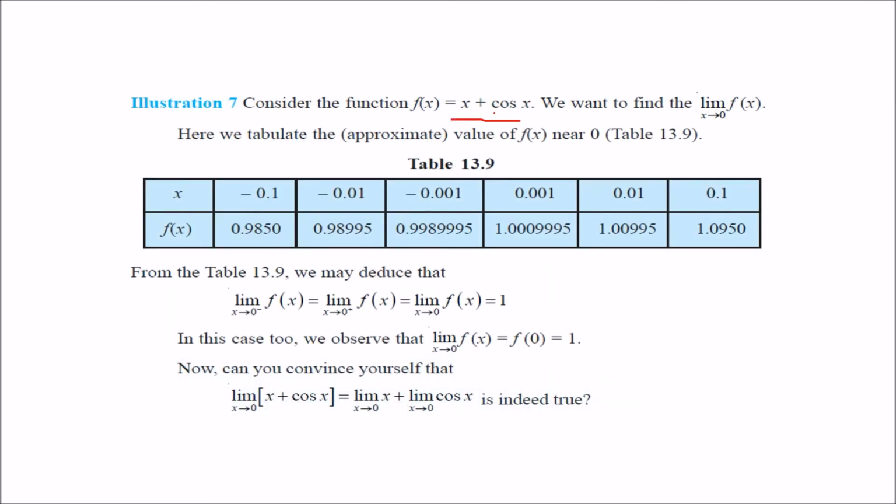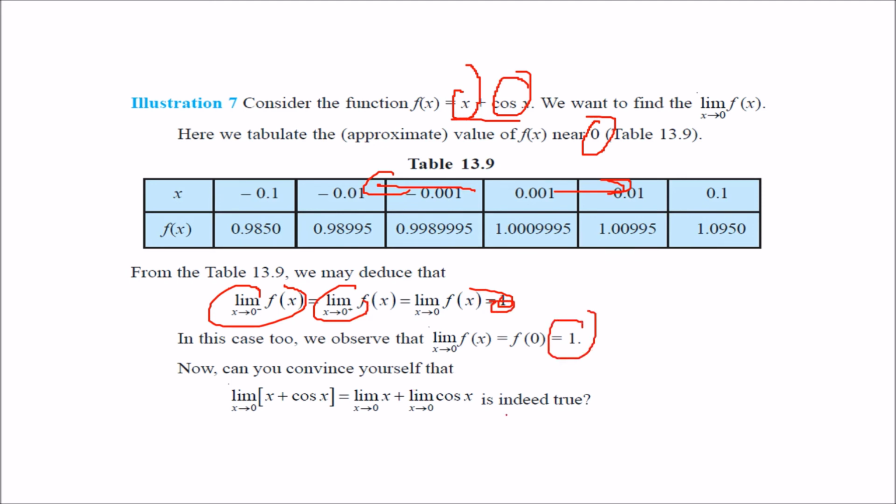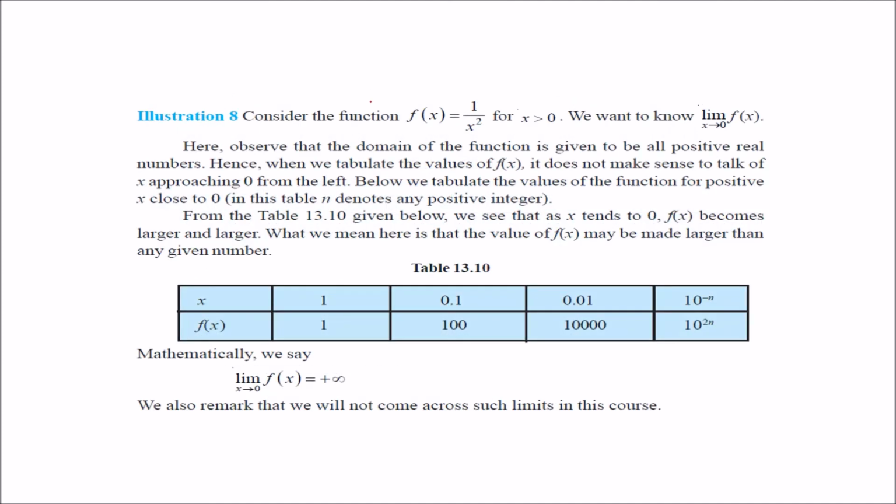If you have x plus cos x, there are two ways. First, you can take the limit of x, take the limit of cos x, left hand side, right hand side, and then add. Or rather, you can directly place the value at x equal to, say, 0. So these are the values less than 0. These are the values which are greater than 0. So 0 minus also gives you 1. 0 plus also gives you 1. So here you see that the value gives you 1. So this is indeed true and the limit exists.